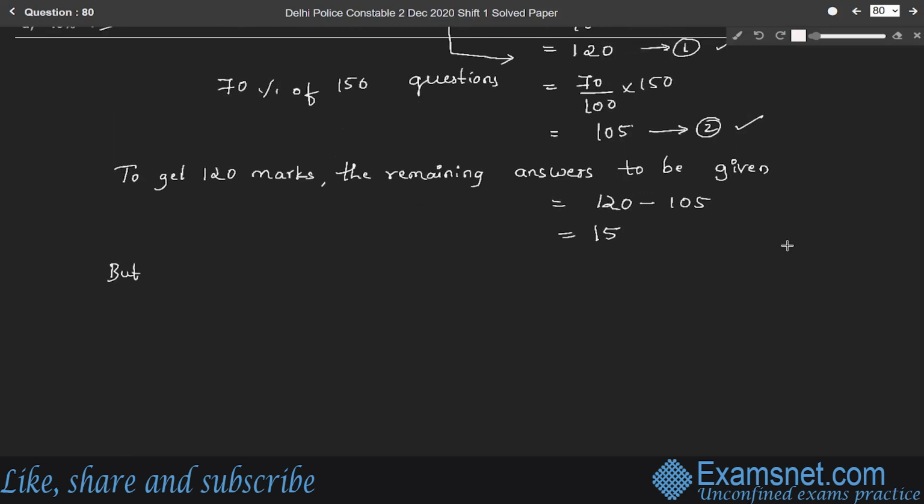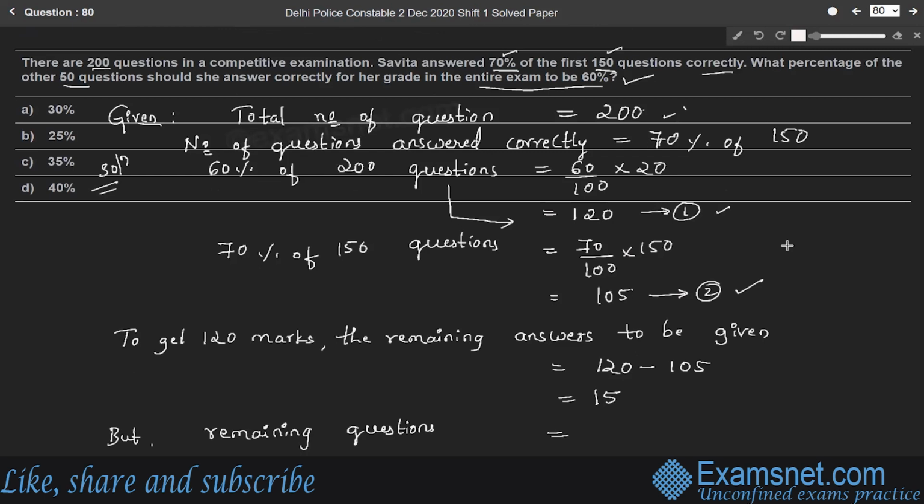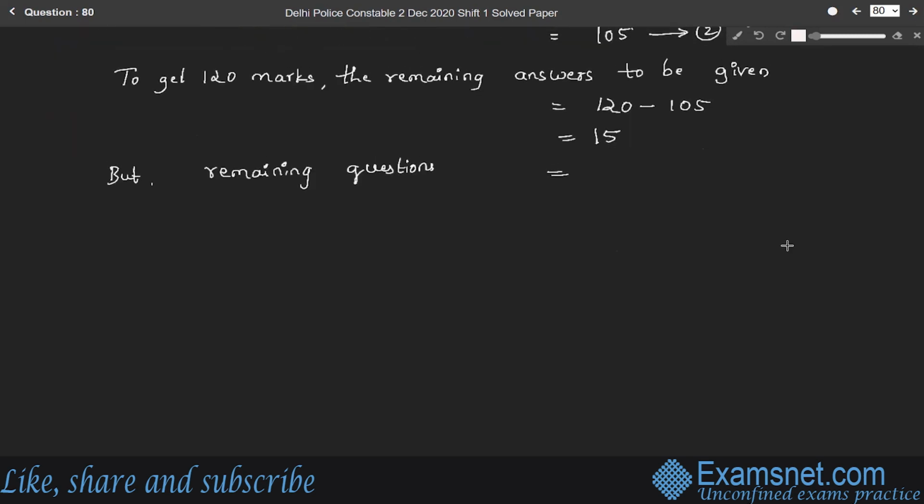The remaining questions is equal to, there are totally 200 questions. In that, 150 questions were attempted. So therefore remaining questions is equal to 200 minus 150, which is 50.